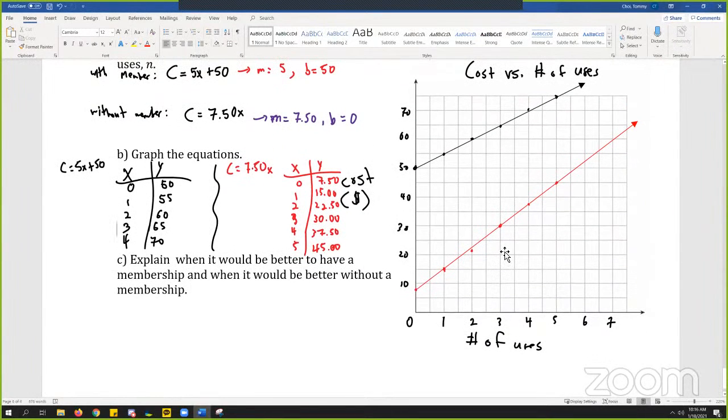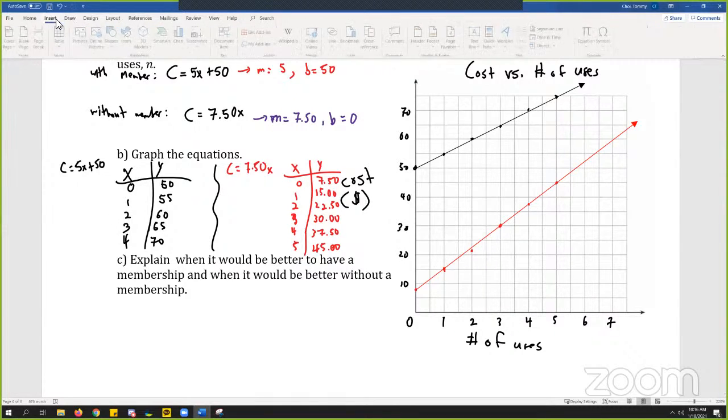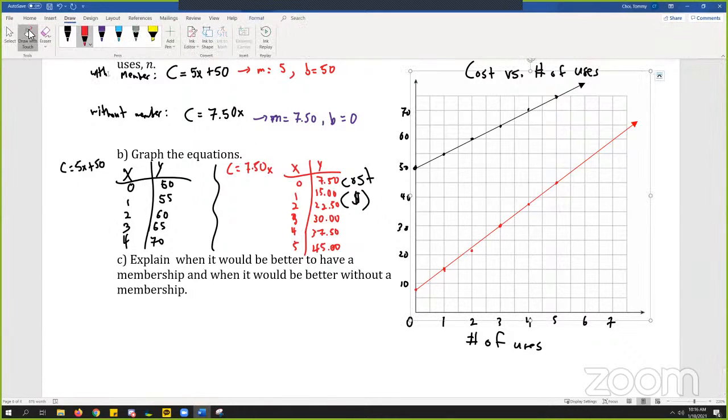But then question C asks us, when is it better to have a membership and when is it better without a membership? The issue here is we never really figured out when it's better to have a membership. We still haven't calculated it. So what you can do is try to figure out that point of intersection. You can extend your table of values to try to plug in the 2 points to try to figure out, this is where they meet.